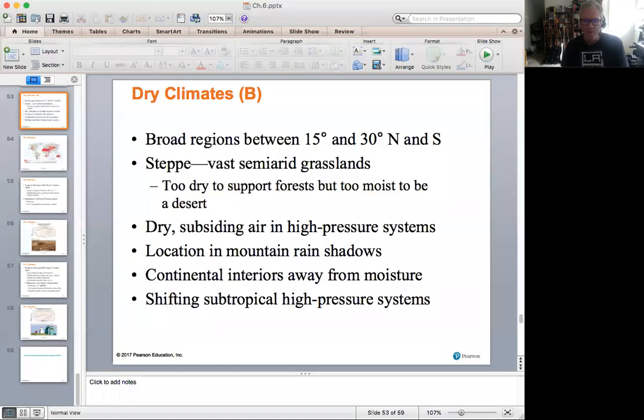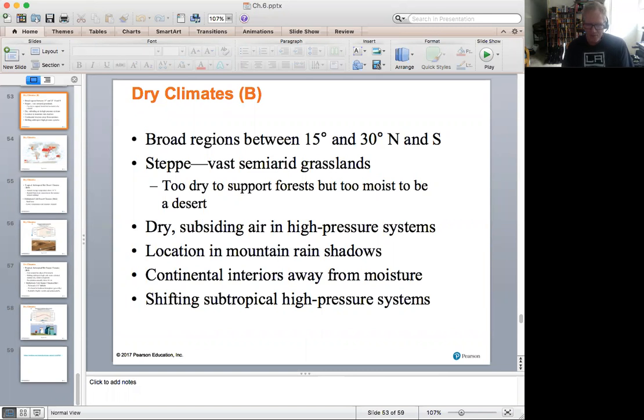Okay, and finally, let's go over our arid climates, our B types of climates, of which there are two different types. Okay, so again, these are generally found between 15 degrees and 30 degrees north and south of the equator. Some are steppes, which are these vast semi-arid grasslands. They're too dry to support forests, but on the other hand, they get enough moisture so they're not technically deserts.